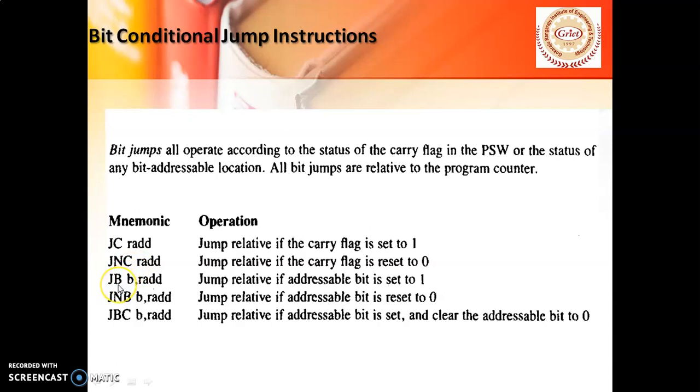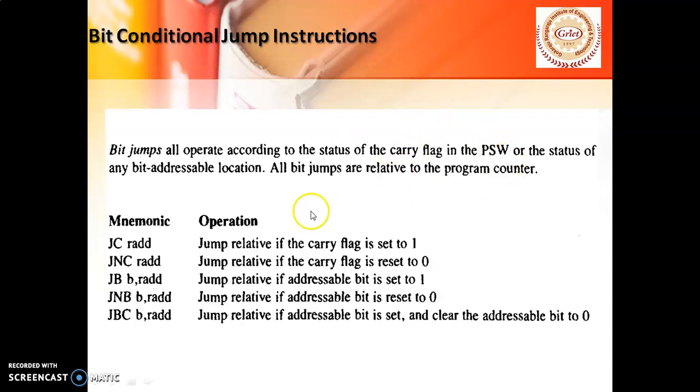Similarly, what is the third one? JB B, relative address. What does it mean? It means jump if bit is set. Here B is equal to 1. All these are bits, since we are talking about the bit conditional jump instructions. These bit jumps all operate according to the status of the carry flag in the PSW or the status of any bit addressable location. We know about the PSW register, where we talk about the carry flag, auxiliary carry flag, parity flag, overflow flag, and so on, which are single bits.